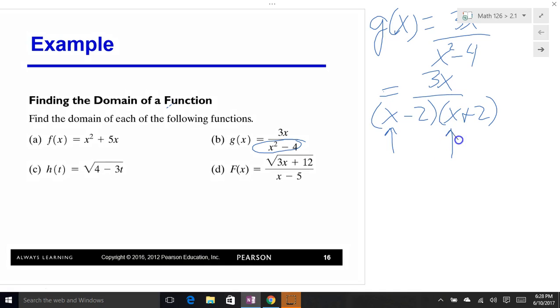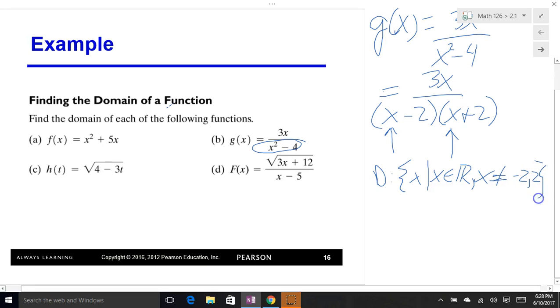Okay, I also cannot have a negative 2 right here, because negative 2 plus 2 would be 0. So I'm creating a 0 on the bottom. Again, I cannot divide by 0. So I got to throw out 2 and negative 2. So my domain would be all reals except for it cannot be negative 2 or 2.